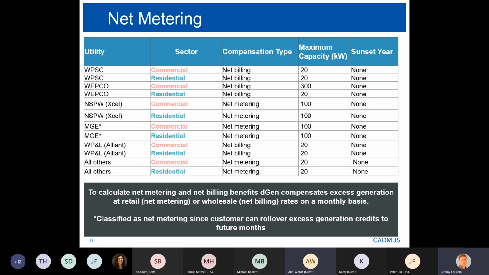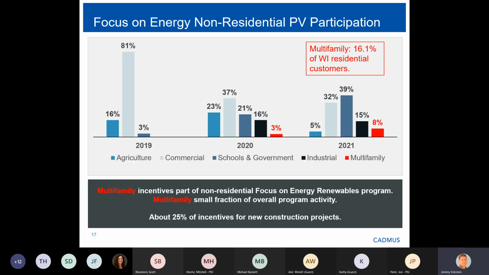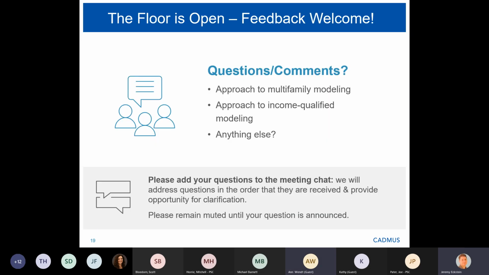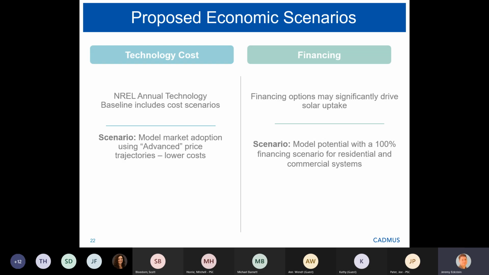Did we have any other questions about our scenarios? What I've heard so far is that there's interest in a net metering policy scenario, and then it sounds like there was pretty good interest in the other scenarios, including technology cost, ITC, and focus incentives. That's what I heard too.